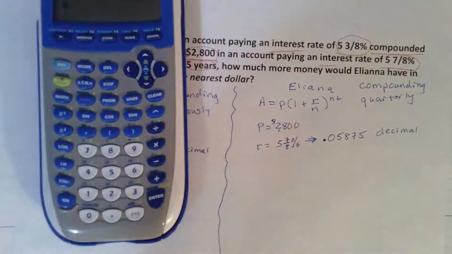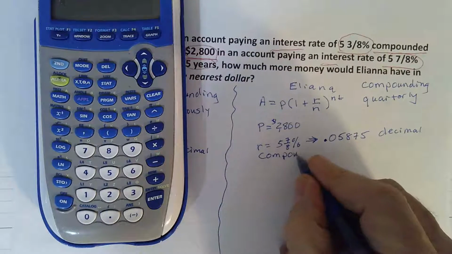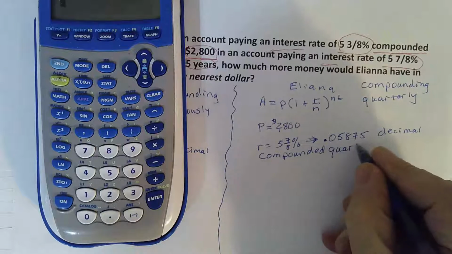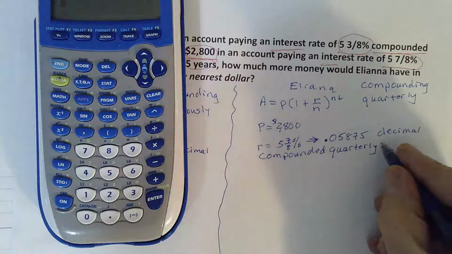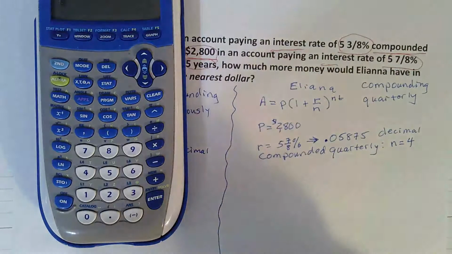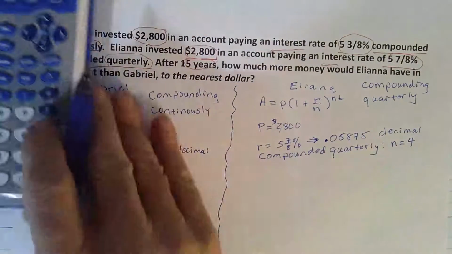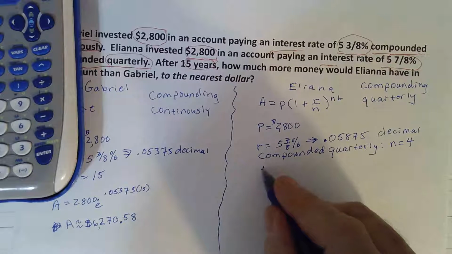All right, and since this is compounded quarterly, N is going to equal 4. Okay, that's the number of times per year that you compound. And we know that the years, again, are the same. It's 15 years. So T equals 15.